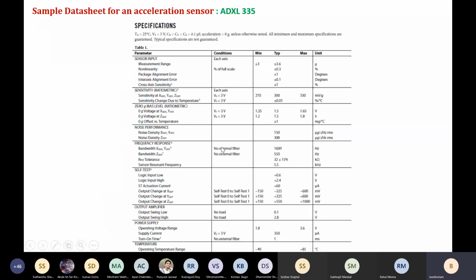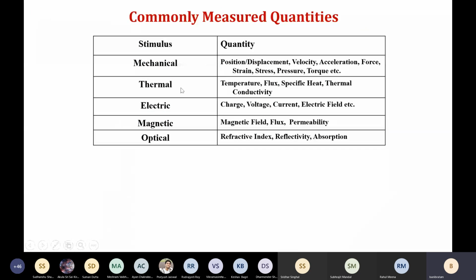Now, if we want to see from our embedded application point of view, there are different types of measured quantities required, and they can be categorized under mechanical, thermal, electrical, like this. Under mechanical, you can have quantities like position measurement, displacement measurement, velocity, acceleration, force, etc. Similarly, under thermal stimulus, you can think of quantities like temperature, flux, specific heat, etc.